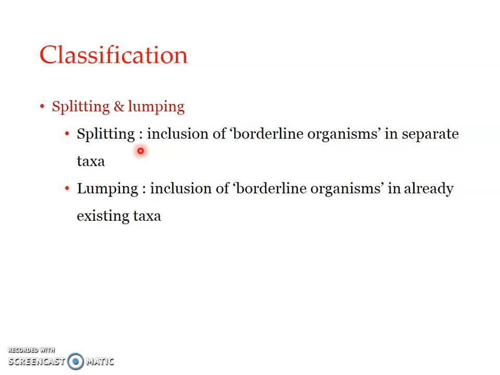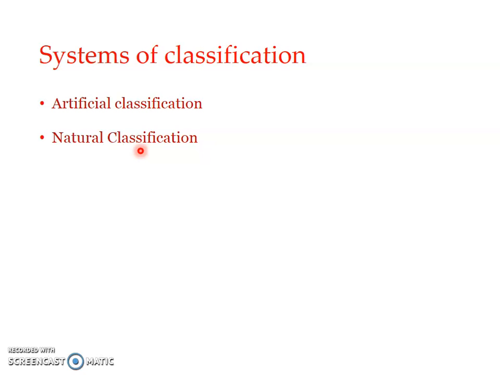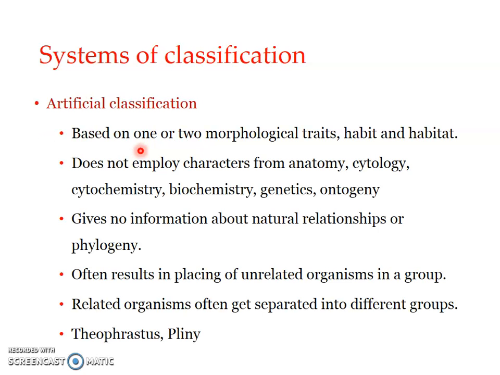Okay, that is splitting and lumping. Now, what are the different systems of classification? There are different systems of classification. Not only these two, there are phylogenetic classification or evolutionary classification, but the ones which you are supposed to study is the artificial and natural classification.